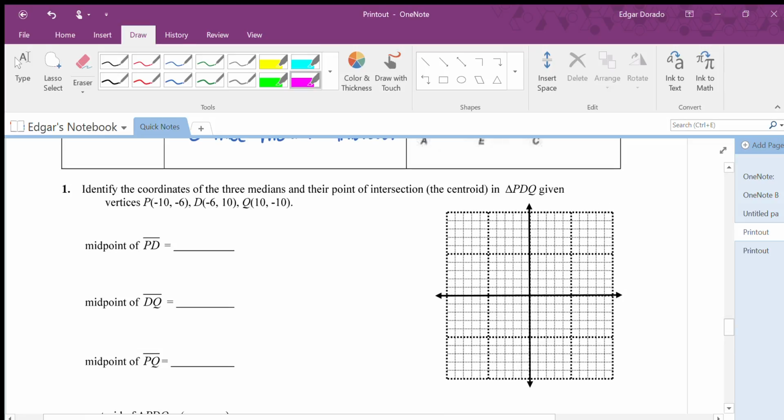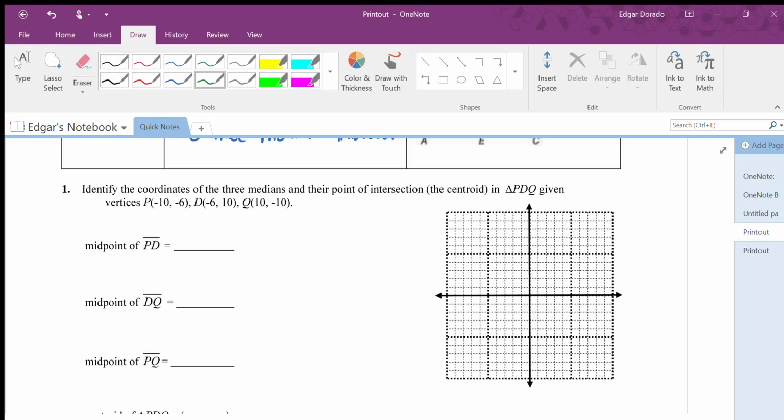It says identify the coordinates of the three medians and their points of intersection, in other words, the centroid, in triangle PDQ. Given vertices P is -10, -6, D is -6, 10, and Q is 10, -10. Before we get started on any calculations, let's graph this thing.